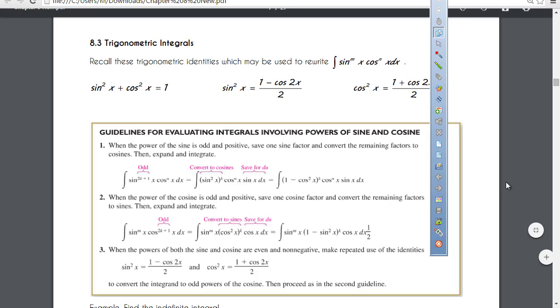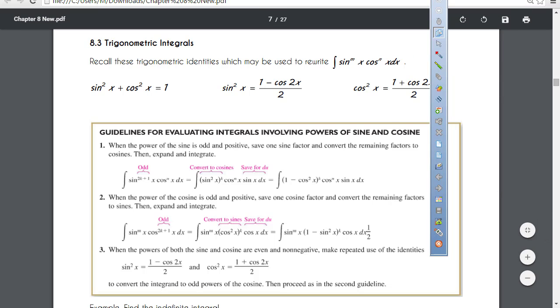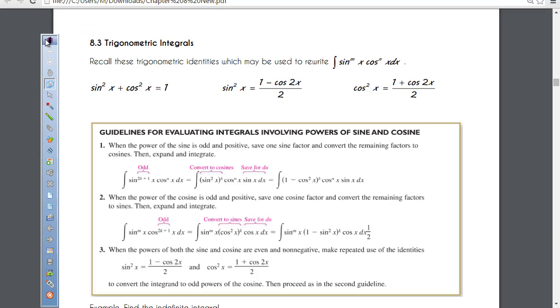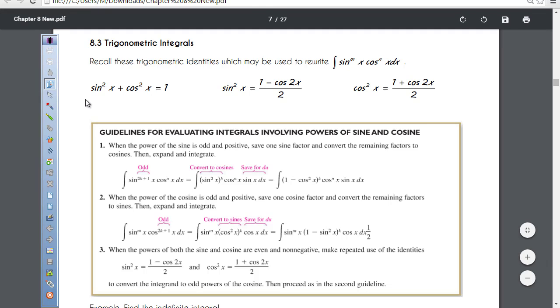Okay, so we're going to be looking at trigonometric integrals and mostly integrating expressions that have tangent, secant, all these things, and trying to figure out how to handle that. Okay, these are some identities from trigonometry that we should be familiar with.